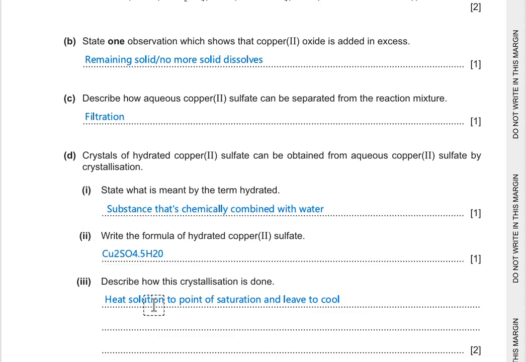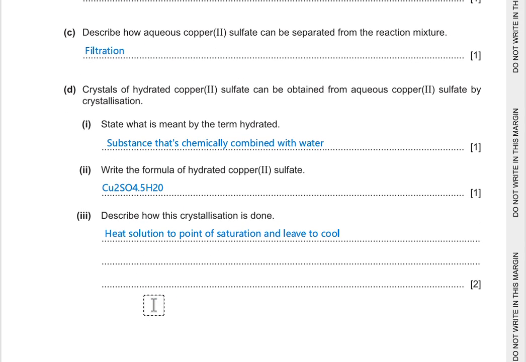And you also have to remember that you also have to know the formula of hydrated cobalt 2 chloride, which is CoCl2·6H2O. Alright, describe how this crystallization is done. So this crystallization is done by heating the solution to the point of saturation and leaving to cool.